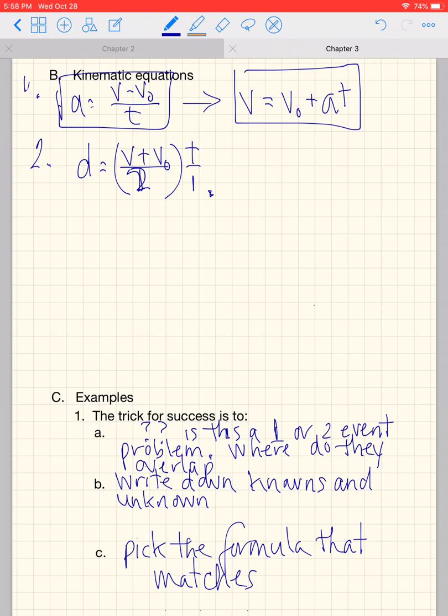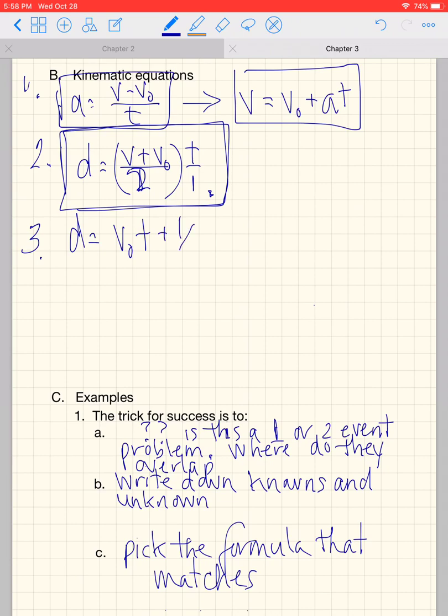And number 3, so let me put a box around this. These are all kinematic equations, equations that you can use depending on what you're given. Number 3 is d = v₀t + ½at². Notice that the t is squared, not the a. There's no parentheses around it, only the t is squared. Here's another equation then for you to utilize if the situation is right.